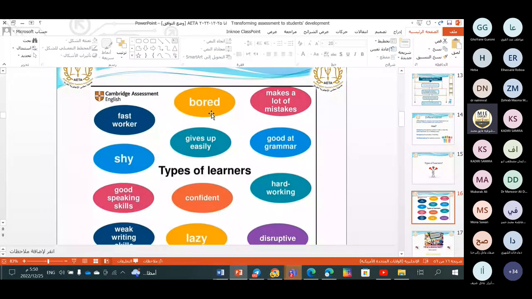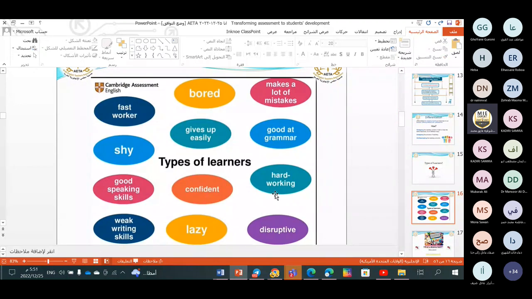As you see here on the slide, some kinds are the bored student or bored learner, one who makes a lot of mistakes. For example, some students are good at grammar. Some give up easily. They become bored. Or some are hard workers, disruptive, confident, lazy, weak in writing skills, good in speaking skills. Some are shy, some are fast workers, and many other kinds, as you mentioned previously.